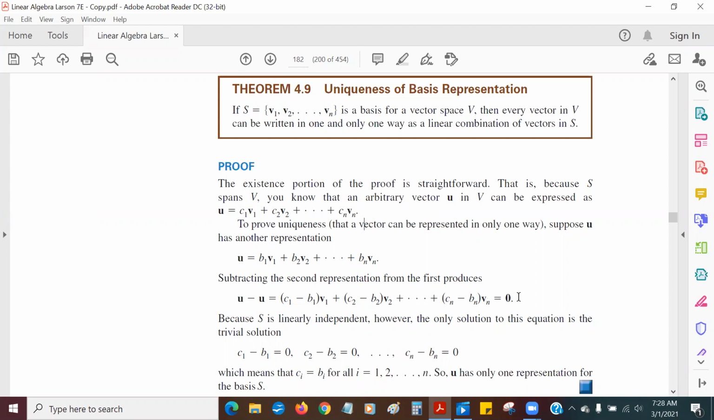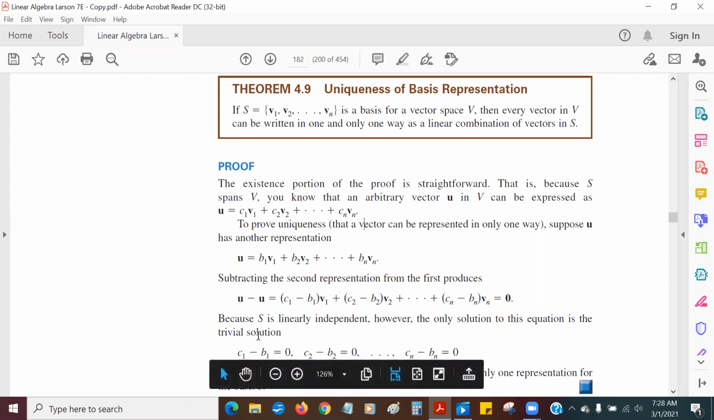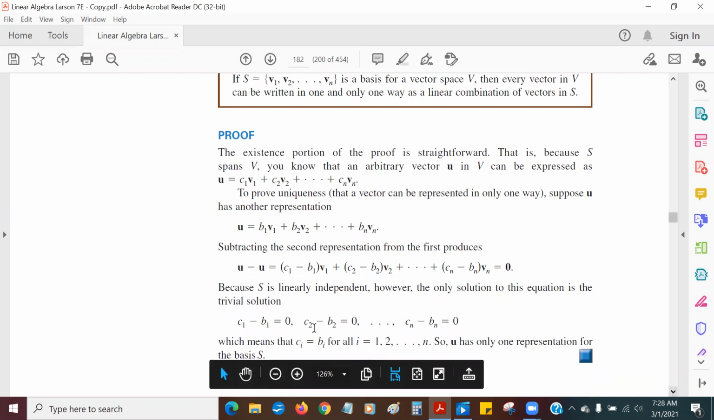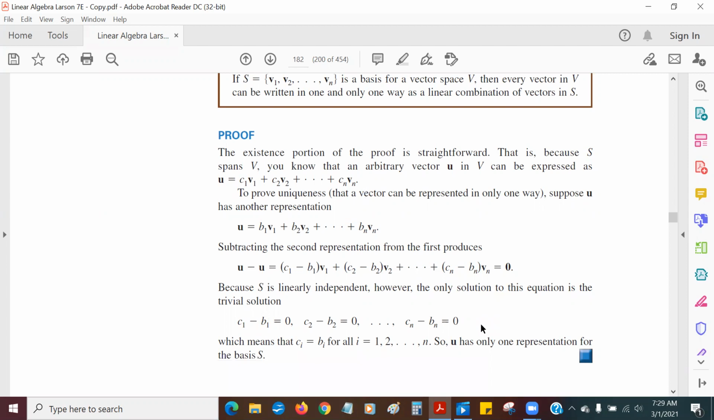Now, we're almost done. Since we know that S is linearly independent, that means that the only solution to this equation is the trivial solution, meaning that C1 minus B1 equals 0, C2 minus B2 equals 0, dot, dot, dot, Cn minus Bn equals 0, all the way through. But if C1 minus B1 equals 0, that means C1 equals B1.